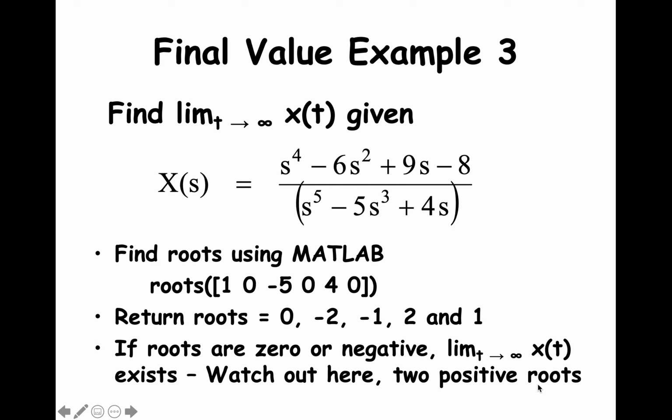Now getting back to using the final value theorem, we need to look at if we have positive roots. If yes, then we cannot use it. And in this case, we have two positive roots, 2 and 1, so we cannot use it.